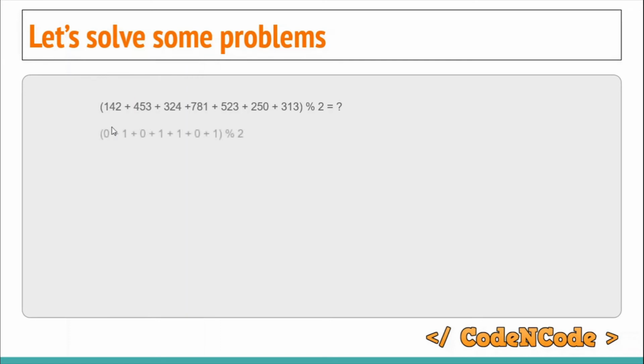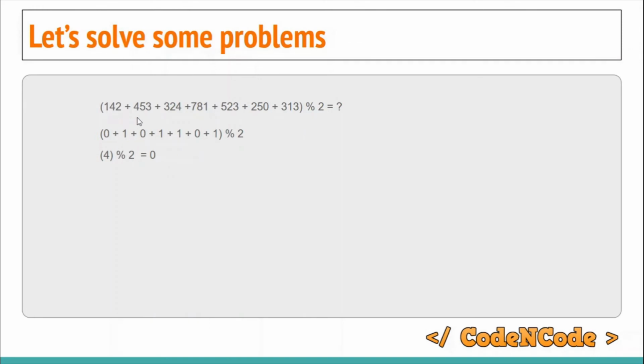So 142 would result in 0 modulo 2. 453 would result in 1 modulo 2, because an even number would result in 0, an odd number would result in 1. So same goes for this, because it is even, so 0, 1, 1, because the next two numbers are odd, and 0, 1. The overall result would be 4 mod 2, which is 0.